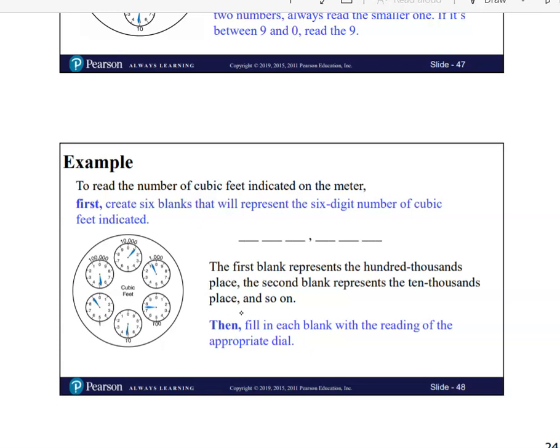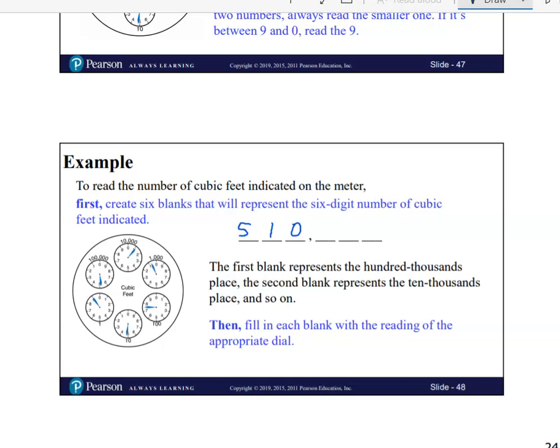Okay, so let's look at an example of this. You always want to start with your 100,000s, and you want to pick the smallest number if it's between two numbers. So it looks like it's between 5 and 6, so it would be 500,000. We're going to go clockwise, so always start with your 100,000s, then you go to 10,000s. It's between 1 and 2. Always pick the smaller number. On the 1,000s place, it looks like it's between 0 and 1. So we would pick 0, it's smaller.